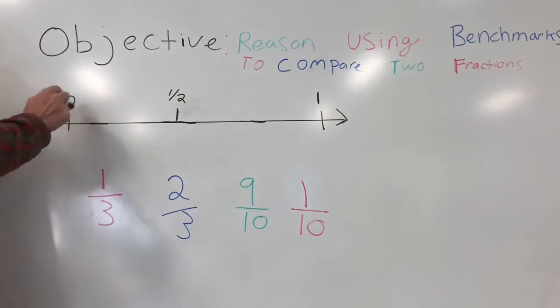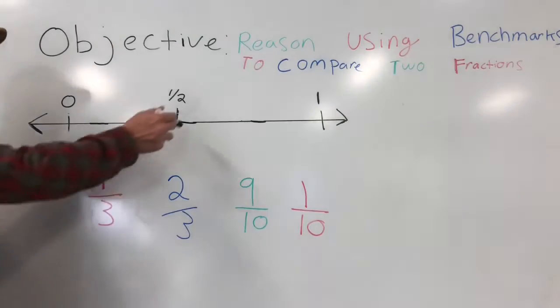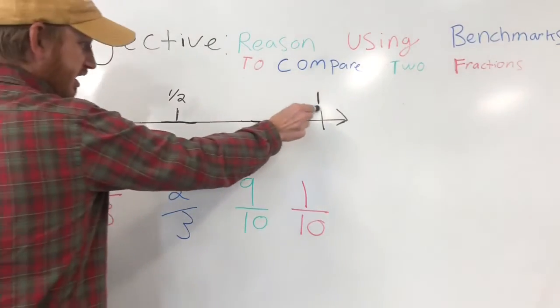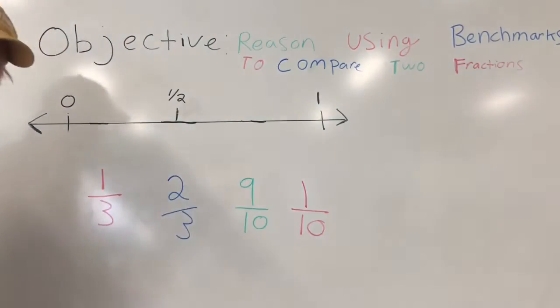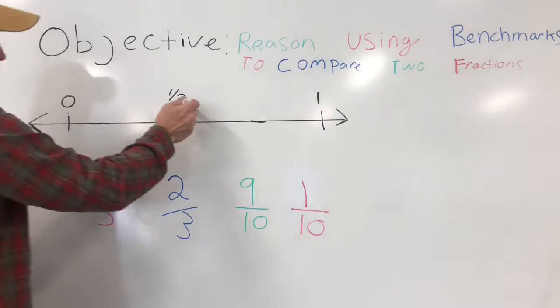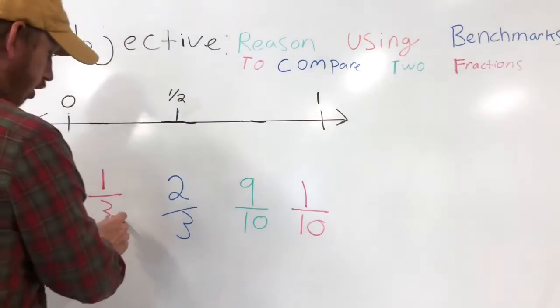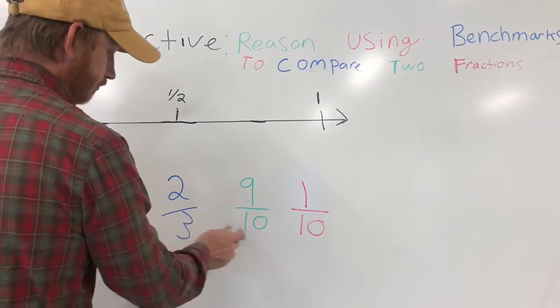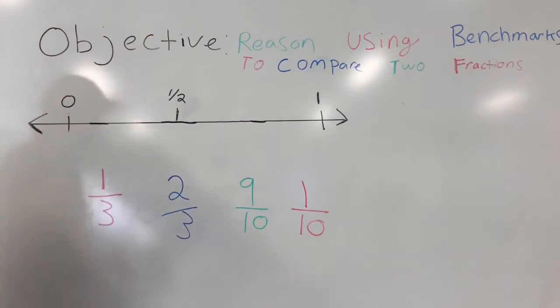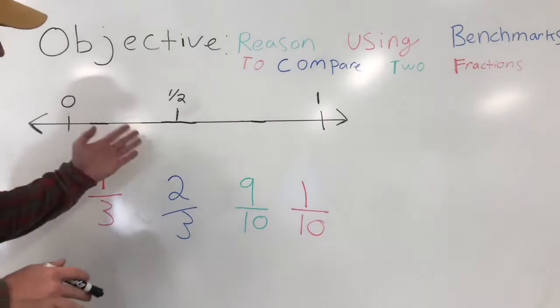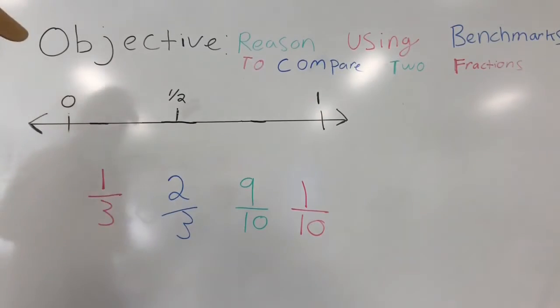We all should know what 0 looks like. We should all kind of know what 1/2 looks like. And we should all kind of know what 1 looks like as 1 whole. So using those benchmarks and nothing else, I can put our numbers, or fractions, on this number line in about the right spot. They're not going to be perfect, but they're going to be in about the right spot using benchmarks. So the first one we're going to do is 1/3.